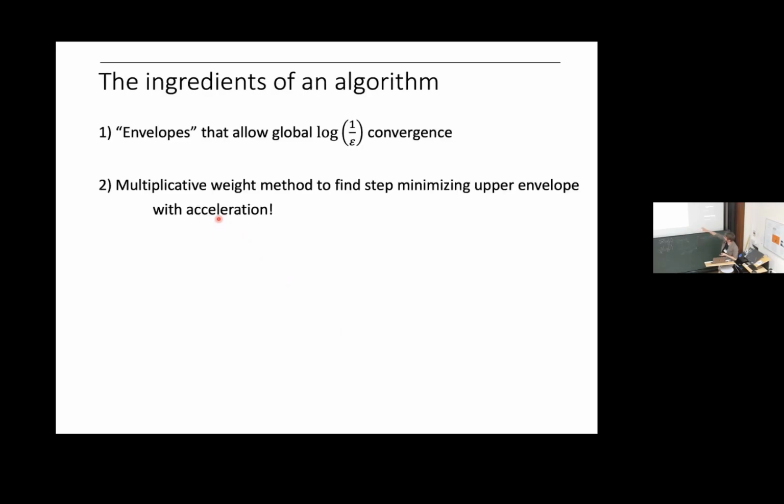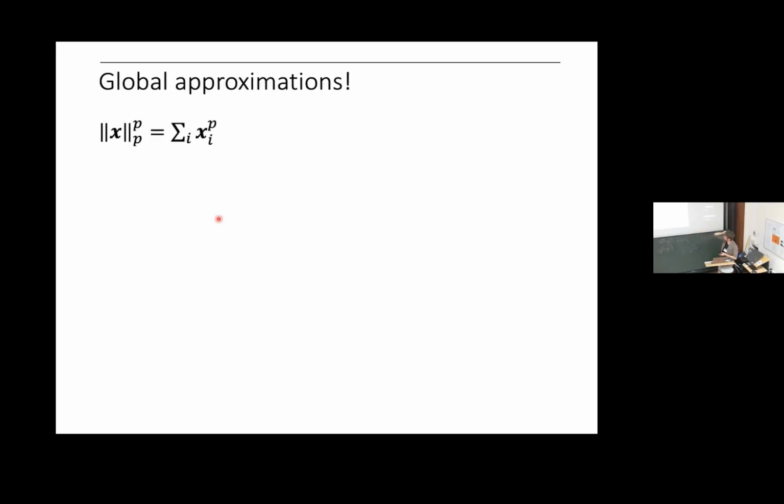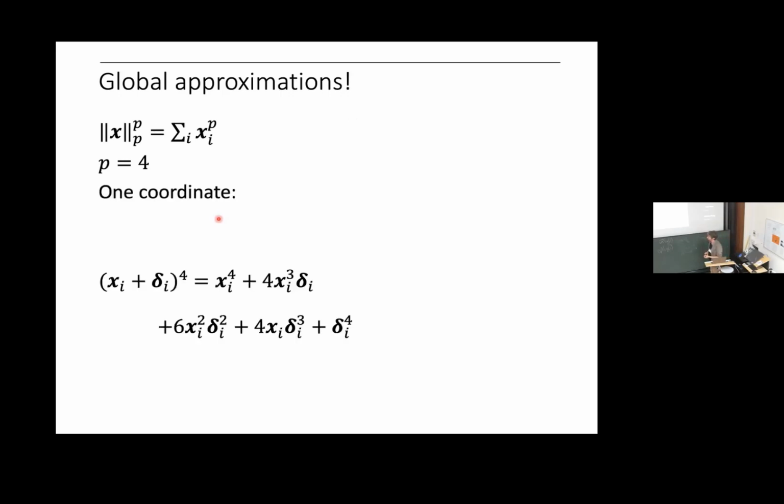Okay, but before we get into that algorithm, let's talk more about what these envelopes look like, these upper and lower bounds. We have the p-norm to the power p, which is just a sum of the coordinates to the power p. With p equals 4 and one coordinate, let's try to understand what the upper and lower bounds look like. We switch from a value of x_i to the 4 to our new updated value of (x_i plus delta_i) to the 4, and then we can just expand out all the terms, and start to look at each of them.